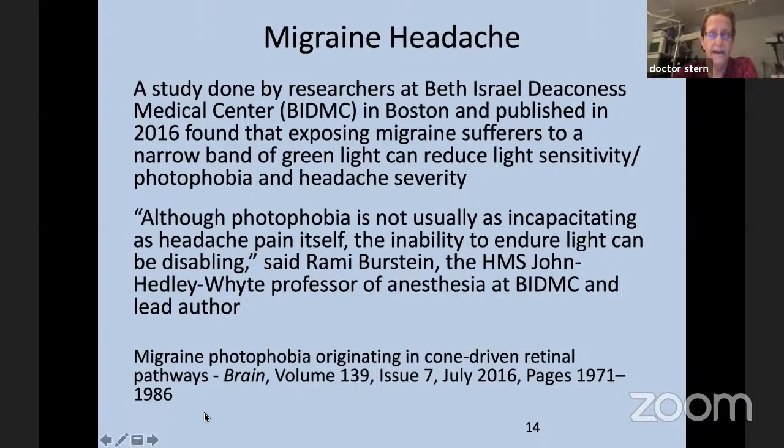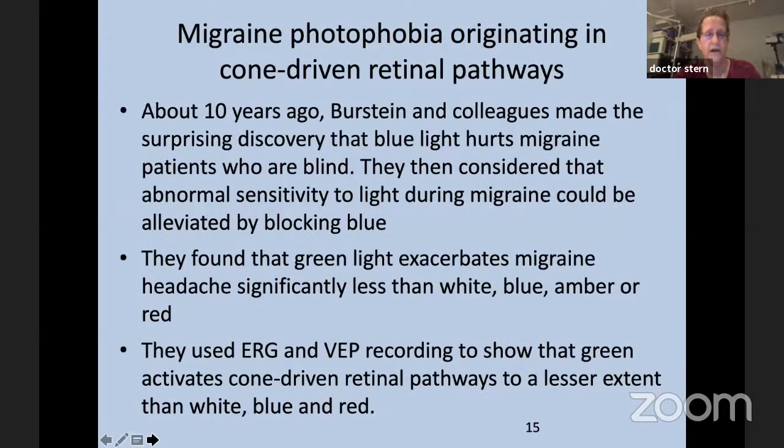And in the beginning, he was just using, I think, either some LEDs or some small green bulbs that he found. But I'm going to show you in another slide, they now have a company that produces a lamp with that particular green. And so they found, interestingly, that blue light was hurting migraine patients who were blind. And that's when they thought about the abnormal sensitivity to light during migraine.